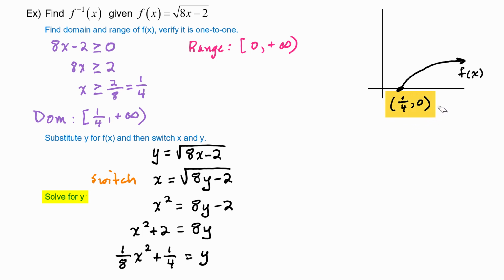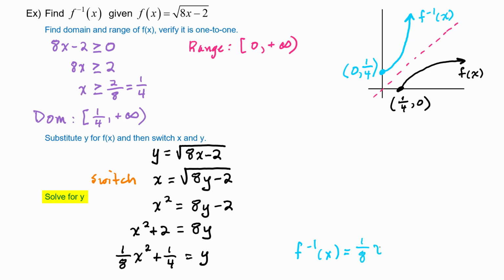So if there's the point (1/4, 0) on the graph of f, then there's going to be the point (0, 1/4) on the graph of f inverse. And furthermore, we know that the two graphs will be symmetric to the line y equals x, which means we're going to choose this part of that parabola for f inverse of x. Notice that we're only picking this part on the positive side, not this part on the negative side. So f inverse of x is actually going to be 1/8 x squared plus 1/4, provided that x is greater than or equal to 0.